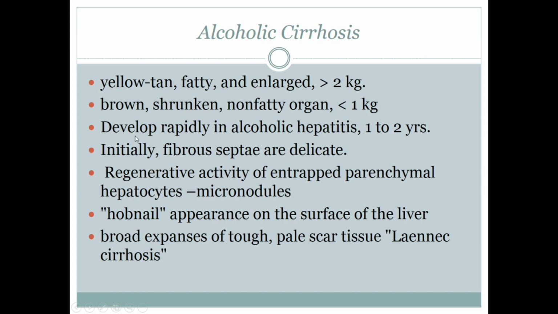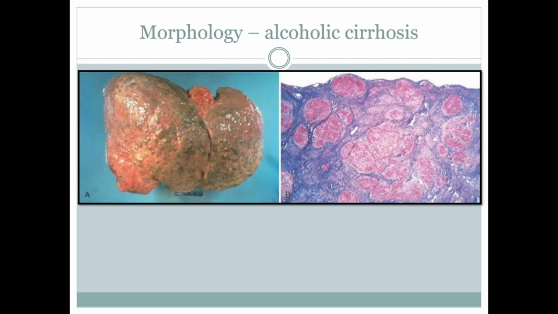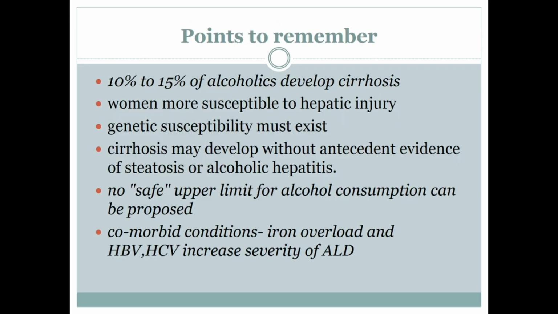And this alcoholic hepatitis may develop within 1 to 2 years. Initially, fibroseptae are very delicate. Regenerative activity of entrapped parenchymal hepatocytes can cause micronodules, hobnail appearance on the surface of the liver. All this I have spoken to you. Broad expanses of tough pale scar tissue is known as Laennec cirrhosis. When there are really broad bands of fibrosis in the liver, that is known as Laennec cirrhosis. So this is a typical morphology of alcoholic cirrhosis, which we've also already gone through.